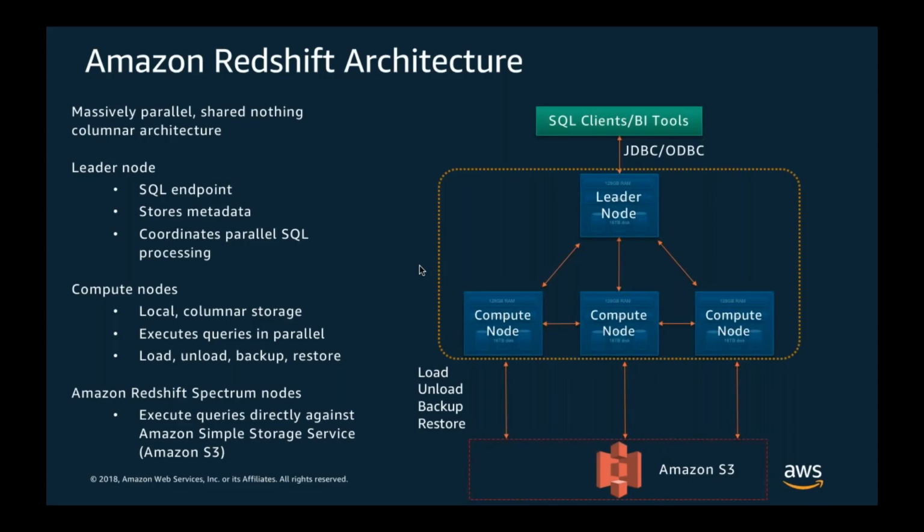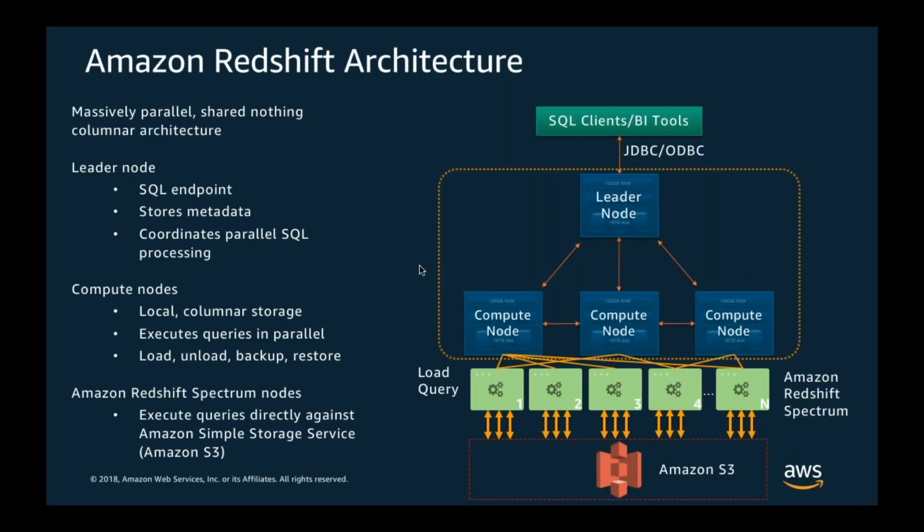In addition to the compute nodes, every Redshift cluster also has access to what is called Amazon Redshift Spectrum. Spectrum is a feature of Amazon Redshift through which your Redshift cluster can directly talk to Amazon S3. You can hold your data on Amazon S3 and you can submit a query which can directly run against that data set available on Amazon S3. So that's the high-level architecture of Redshift.